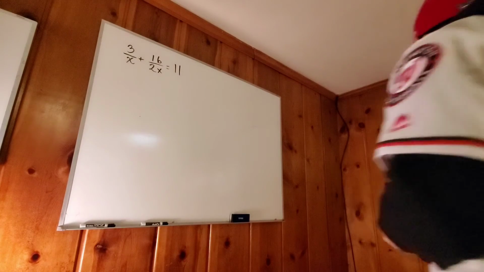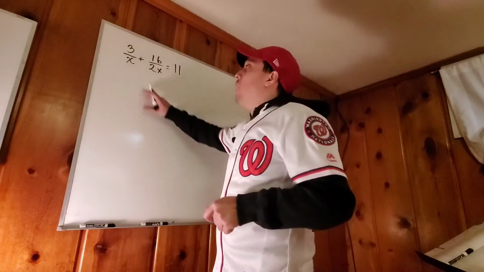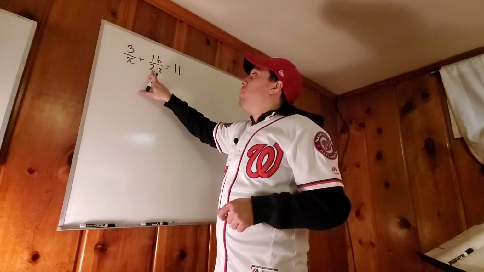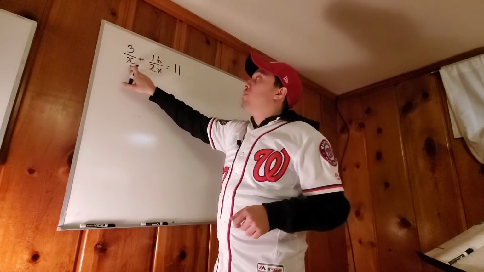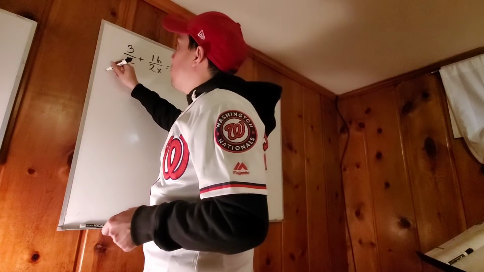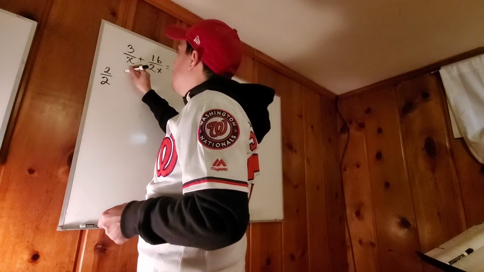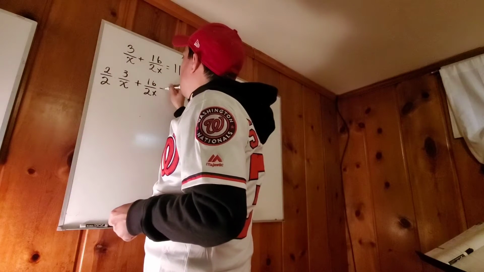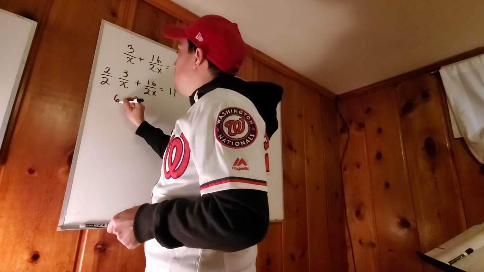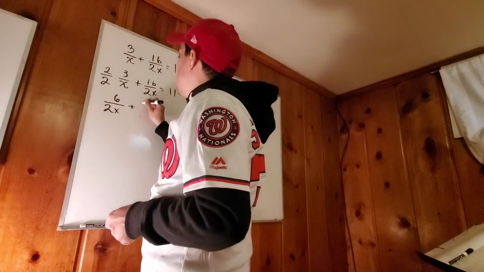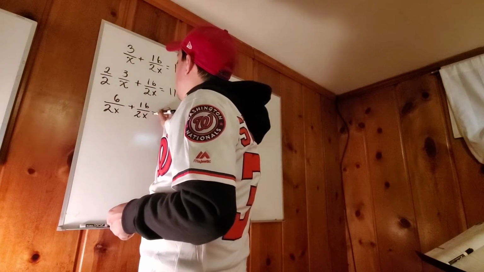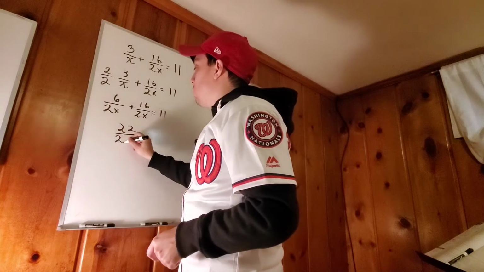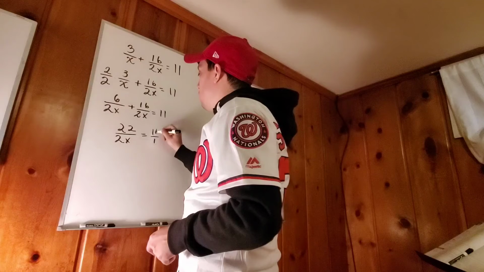All right, moving on. This is example 2. So we're going to have to find the least common denominator to be able to add these two. This is going to be really easy because the least common denominator is going to be 2x. And here we just have x, so we're going to just multiply by 2 times 2. So 3x plus 16 over 2x equals 11. So that's going to be 6 over 2x plus 16 over 2x equals 11. So 6 and 16 is going to be 22 over 2x equals 11 over 1.